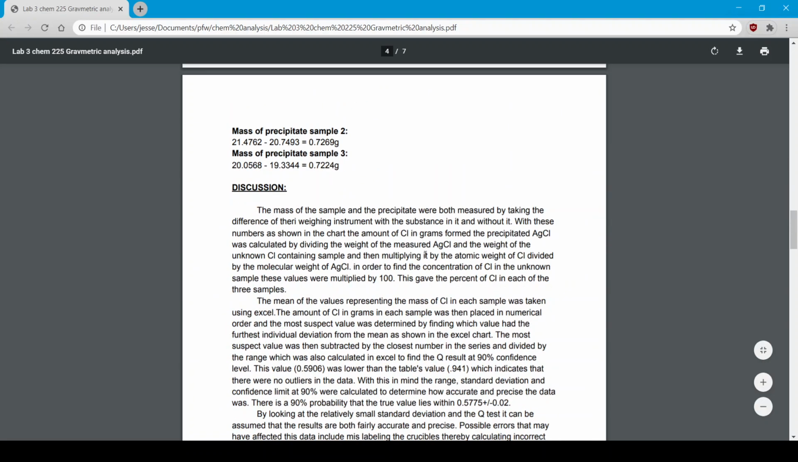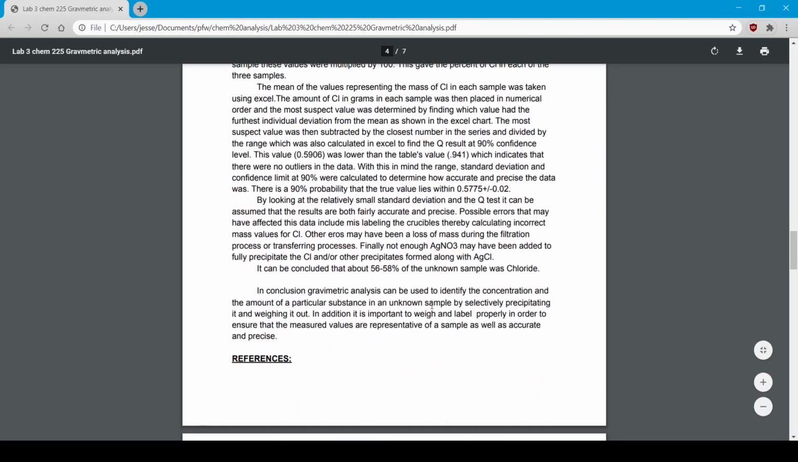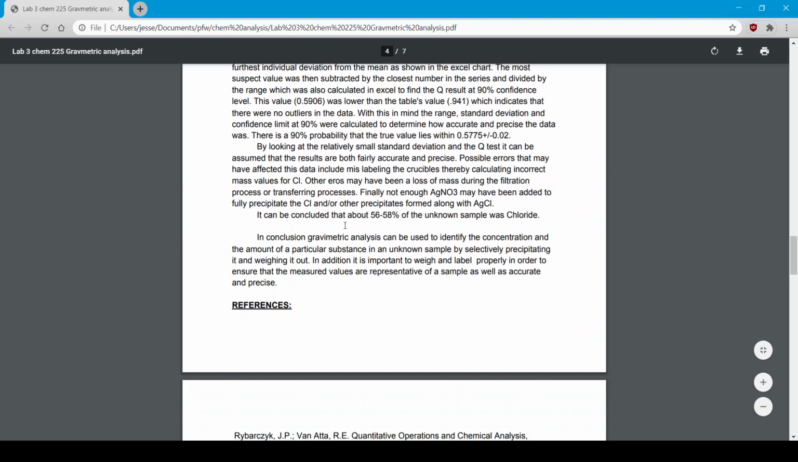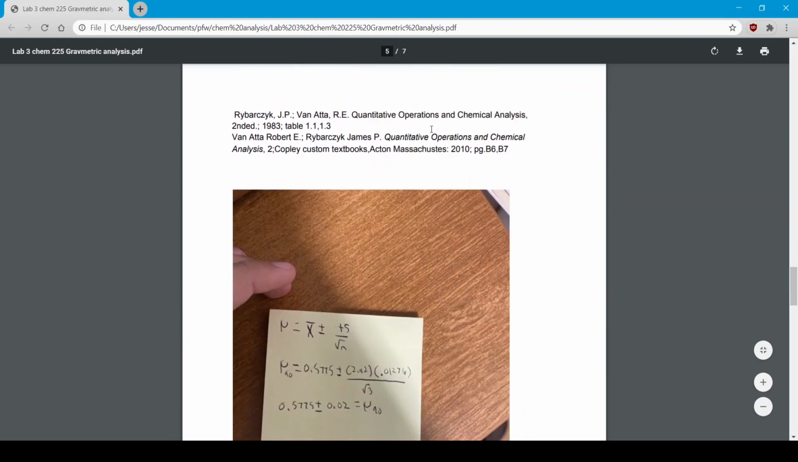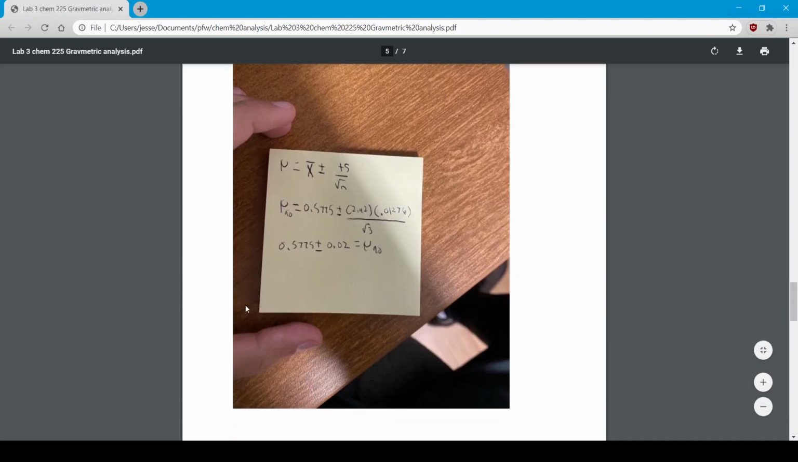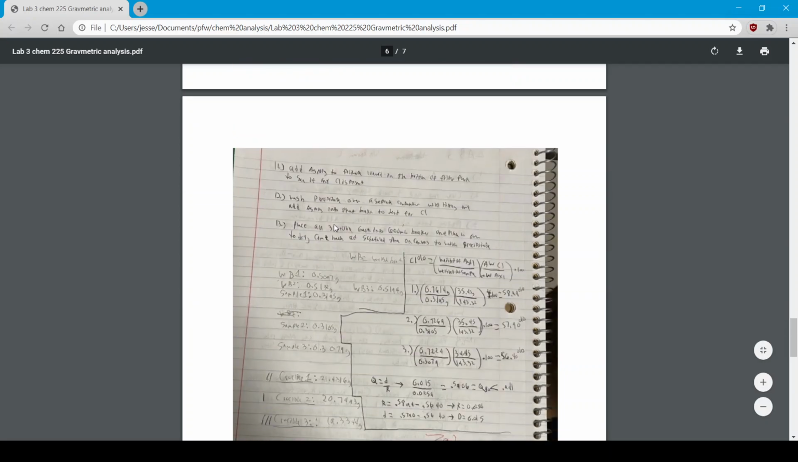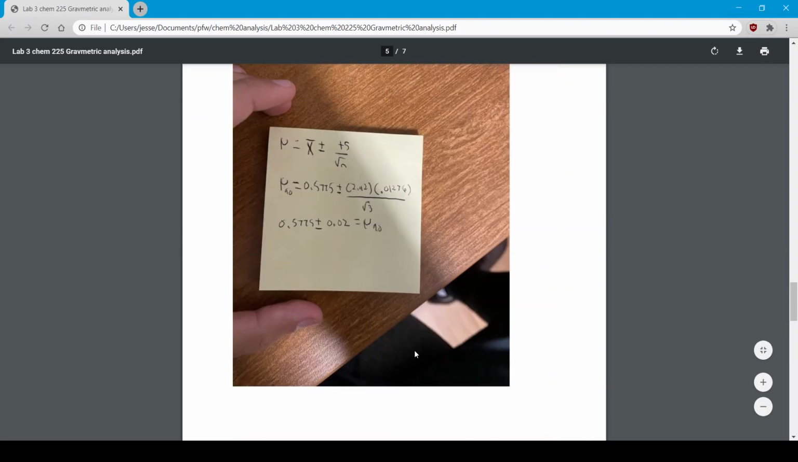the discussion explaining exactly how you got all your data, how that data impacts your results, what the impact of your results means in the grand scheme of the lab, any problems that could have occurred, and then why performing said lab is important or said method is important, references of where you got your information, which is basically citing your sources, similar to how you would do for an English class, and then a picture of your lab notebook or your handwritten calculations and data points that you got during the lab.